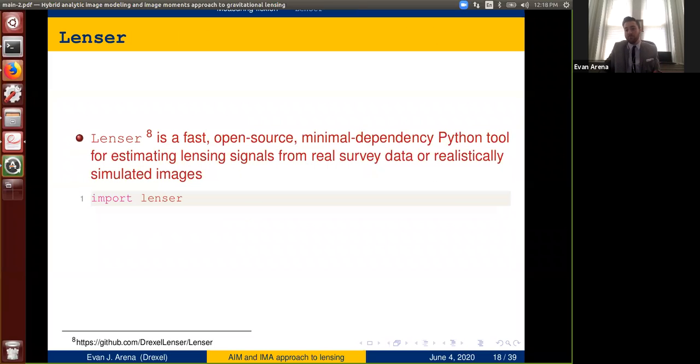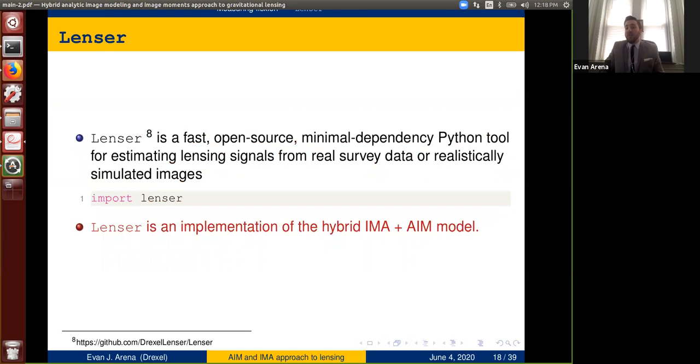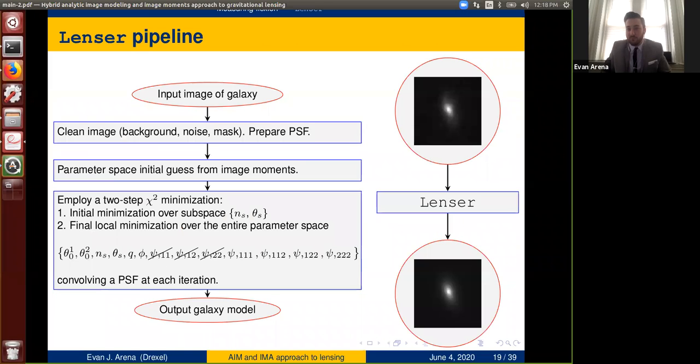I wrote this code called Lenser, which is a fast, open source, minimal dependency Python tool that is able to measure flexion. Lenser is an implementation of the hybrid model I just described. So here's the pipeline of the Lenser code. We have two flowcharts here of varying complexity. Let's take a look at the one on the left first.